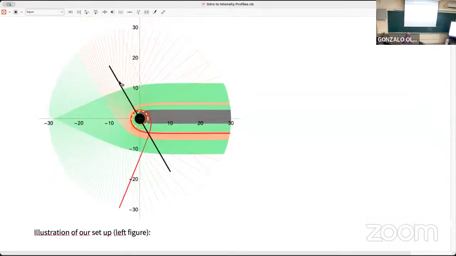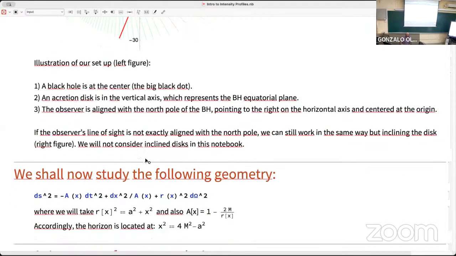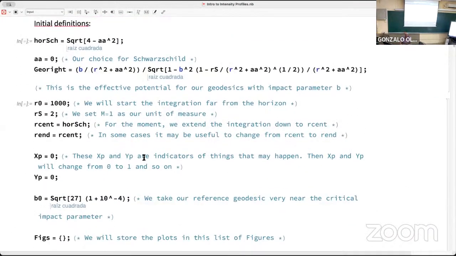Also, when you consider inclined accretion disks, the intersection points occur at different angles. So you need to take into account the inclination of the disk. Only that: the when event condition is modified by the inclination of the disk. But this can be done easily. So let's look at how this is implemented.